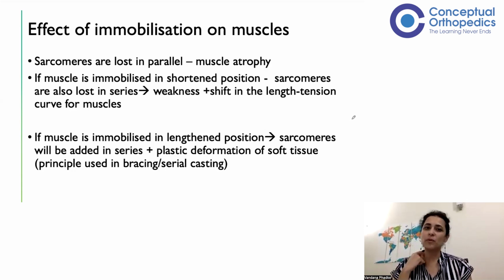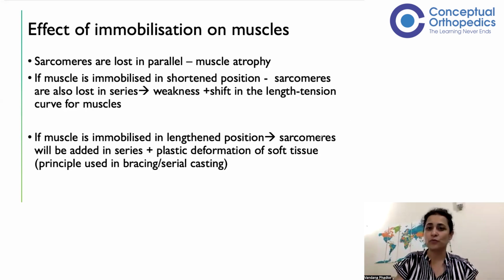But whenever a muscle is immobilized in a shortened position, you always have this dilemma. For every fracture, whenever you put a cast, or whenever you brace, there's a specific position in which you put it. So which muscles are going to be in shortened or lengthened positions, and how is it going to affect the physiology? If a muscle is immobilized in a shortened position, sarcomeres are also lost in series. A muscle is nothing but a chain of sarcomeres arranged in series, and these bundles are arranged in parallel, right? So when immobilized in a shortened position, sarcomeres are also lost in series, which means there is weakness and a shift of the length-tension curve.